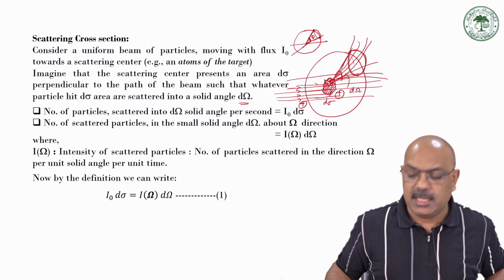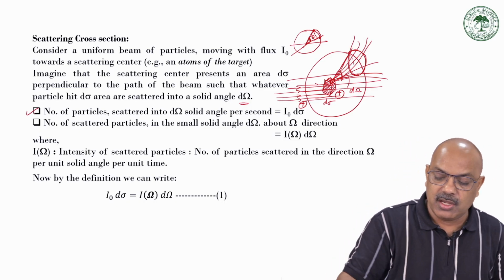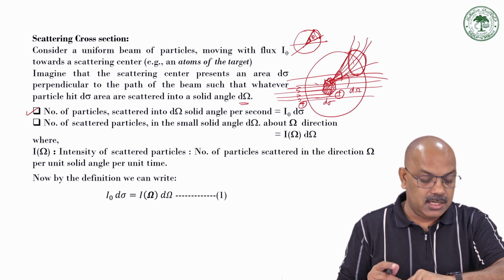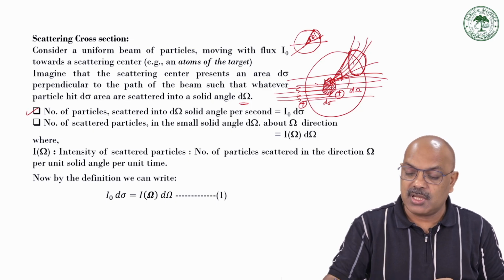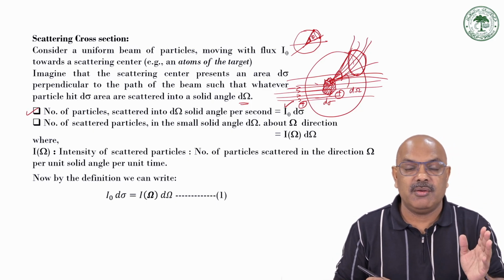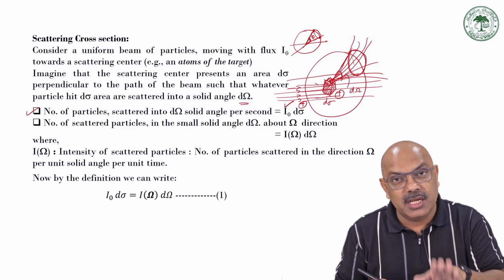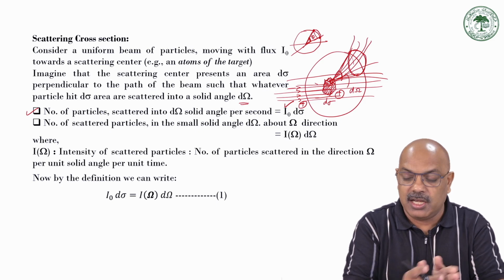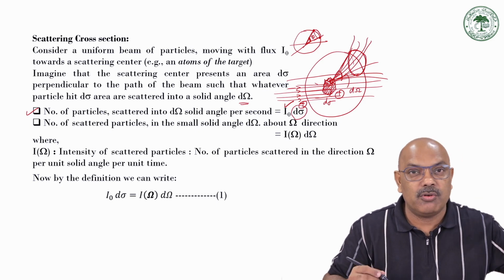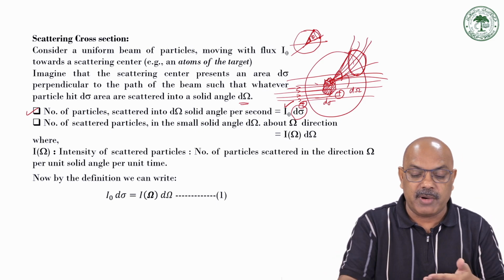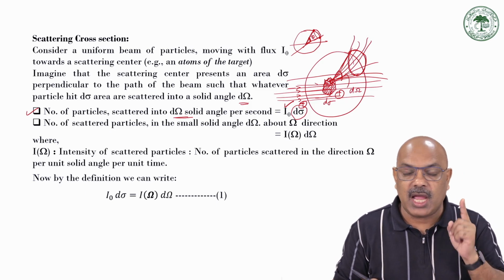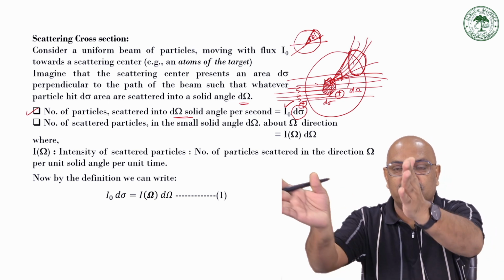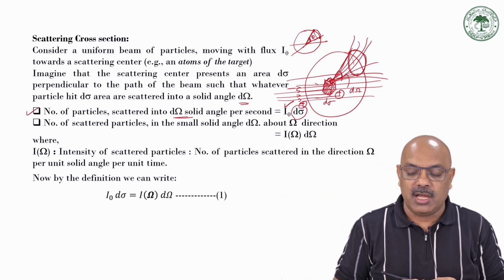And the number of particles scattered into d omega solid angle per second. So what is that number? I naught is the intensity, the flux per unit area, per unit time. So per unit area I naught is there. If I multiply by the total area through which they are going, then this gives me the number of particles scattered into the solid angle, because I naught is per unit area. So that many particles are going through this solid angle.